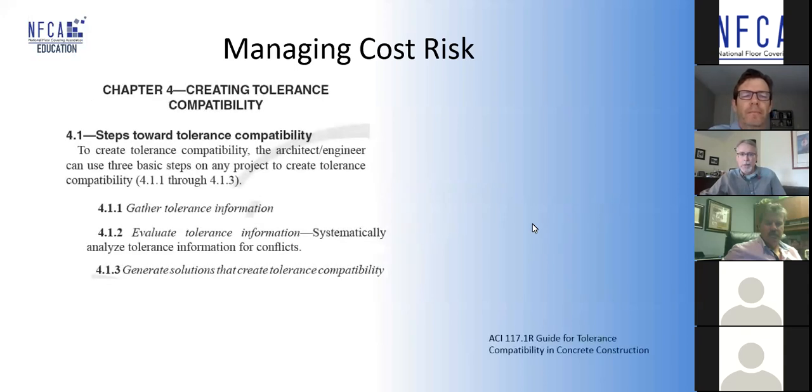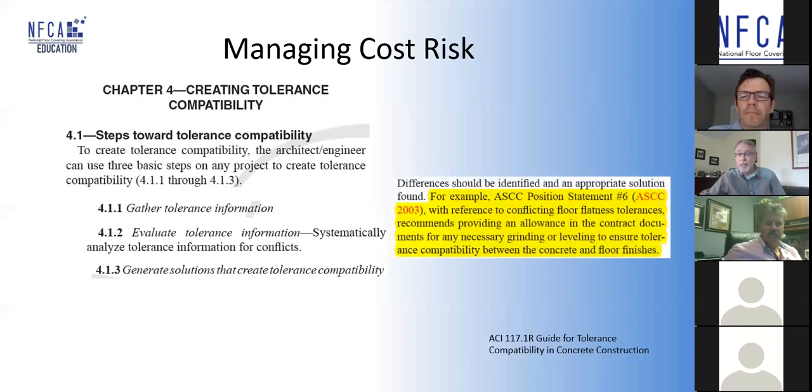And strangely enough, the American Concrete Institute actually has a guide for tolerance, compatibility, and concrete construction. And they actually say, you know what, architect, engineer, here's 3 steps to follow. Gather your information, evaluate it, put it in your documents, tell people what you need. And oh, by the way, you can identify it as a cash allowance.